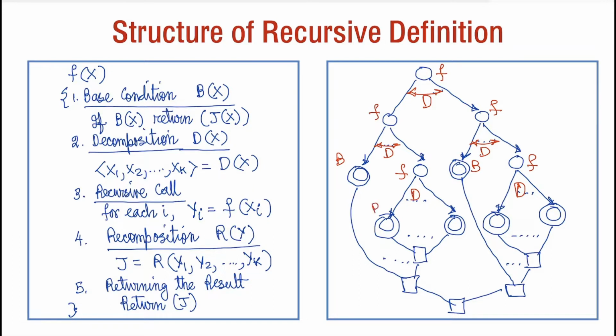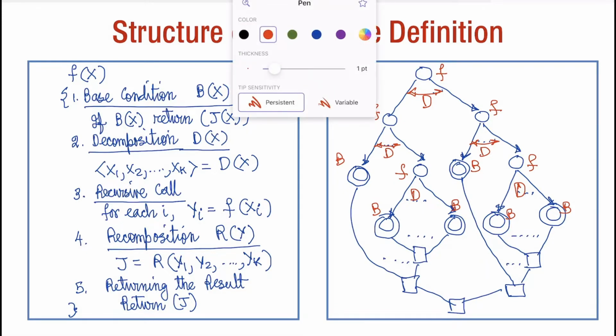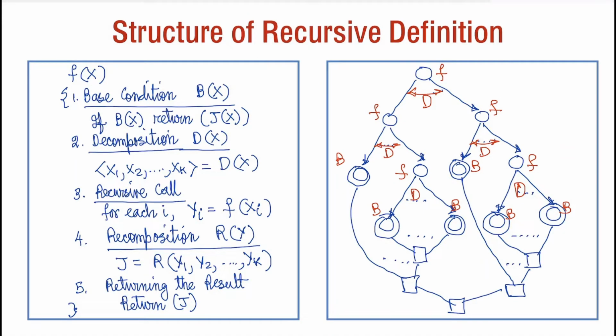Wherever the base condition is true, we have the B condition holding, and when the B condition holds, then at every point in the B condition, the J values are returned. From each of these B conditions, the J values are returned. And at the right boxes here, we have the recomposition happening.